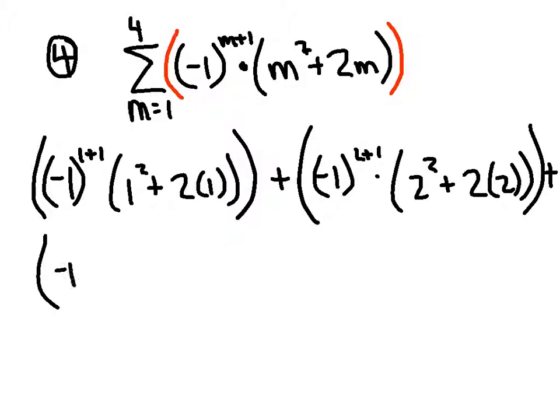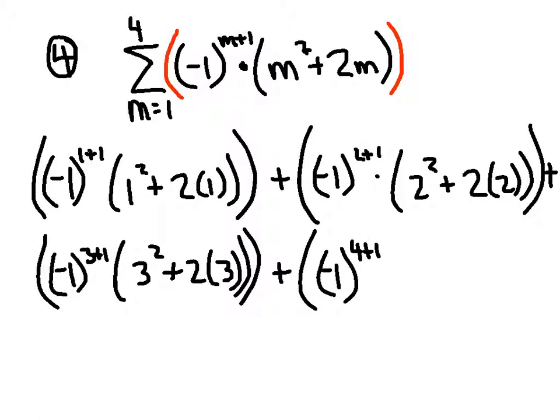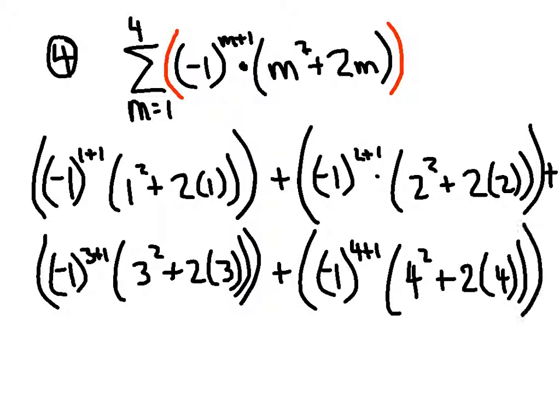Now we're going to substitute a 3 in there. We've got 3 plus 1, 3 squared plus 2 times 3. Is that enough parentheses? Nope, I need one more. Okay, and then we've got negative 1 to the 4 plus 1 power. Then we've got 4 squared plus 2 times 4. All right, I'm going to encourage you to try to clean this one up on your own, then come back and see if you got the same answer I did, and hopefully we agree.